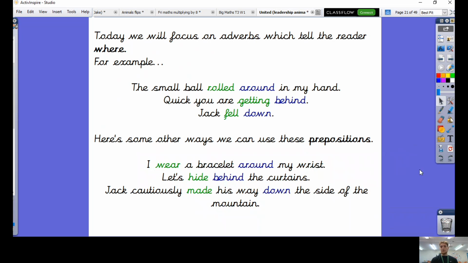Right, here are some other ways that we can use prepositions as well. I'll quickly read these through. I wear a bracelet around my wrist. Let's hide behind the curtains. And finally, Jack cautiously made his way down the side of the mountain. Okay. Hopefully Jack didn't fall down when he was going down the side of the mountain. That wouldn't be good. So those are some example sentences that would help us really understand what prepositions mean. Let's move on.